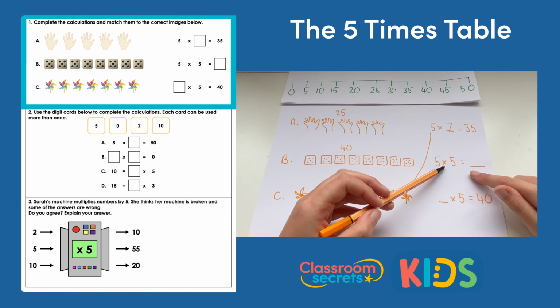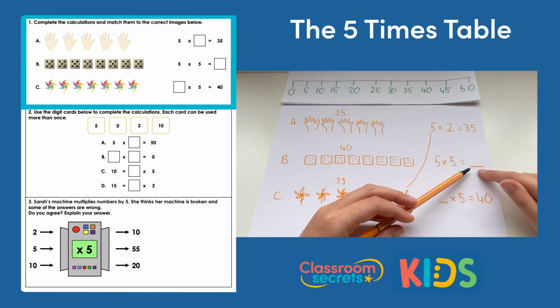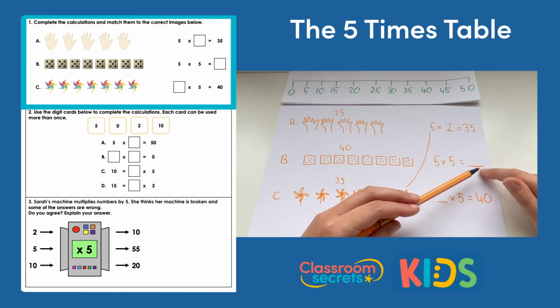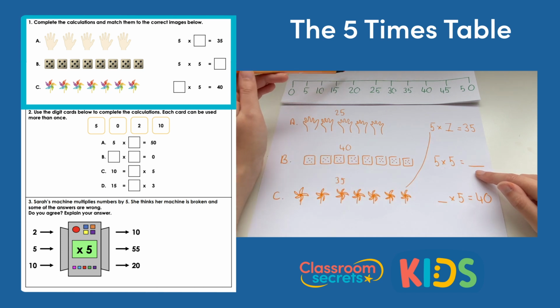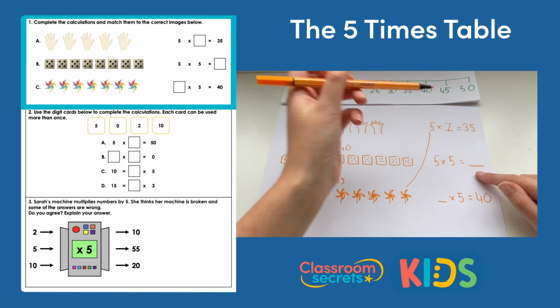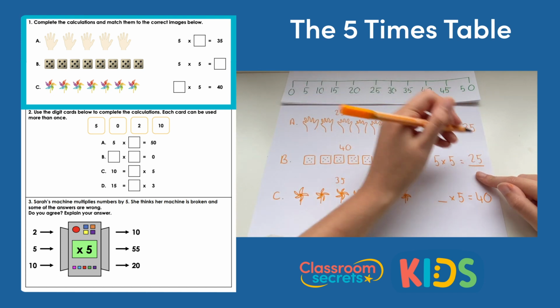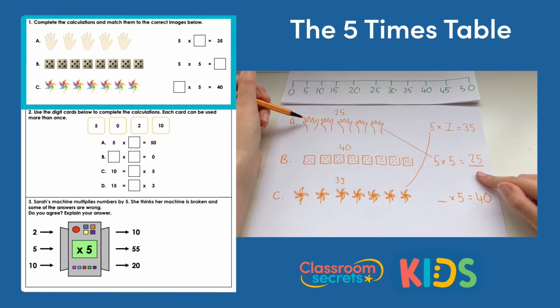Let's move on. 5 times 5 equals, well, to work out the answer, we need to count 5 jumps of 5. So 1, 2, 3, 4, 5. 5, 10, 15, 20, 25. My answer is 25.